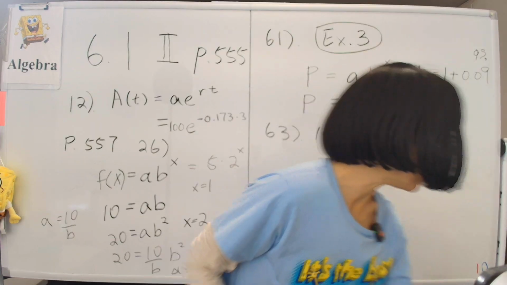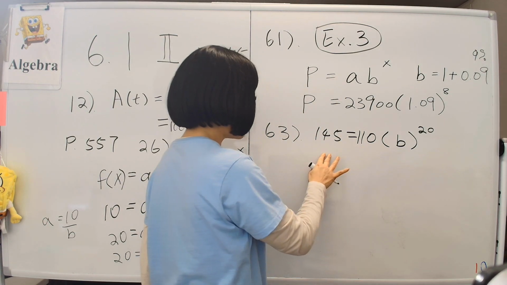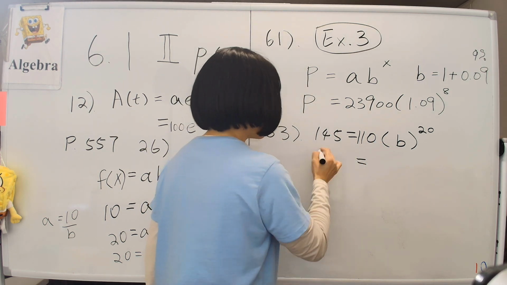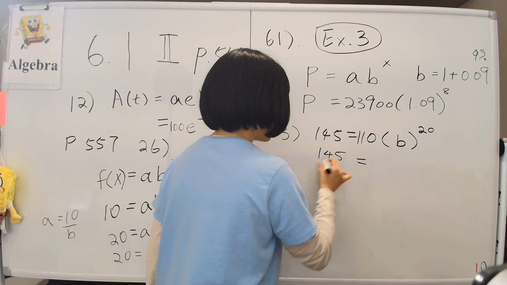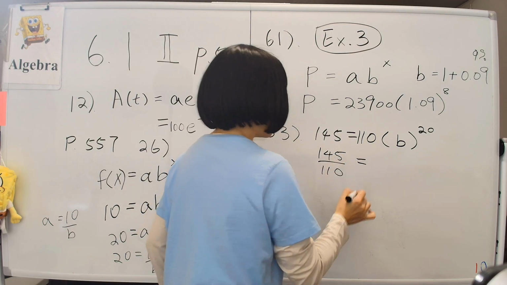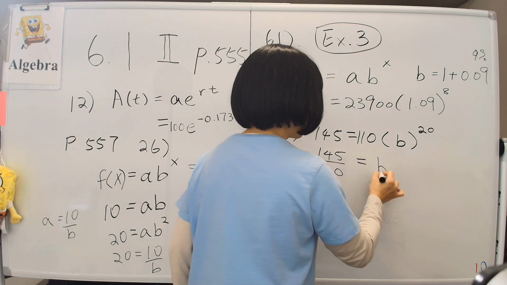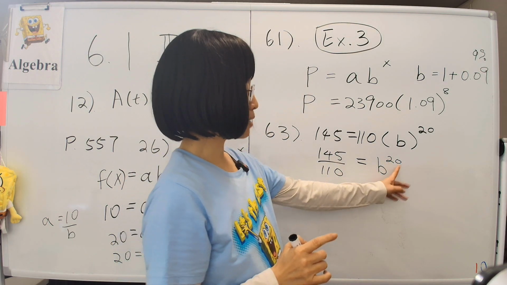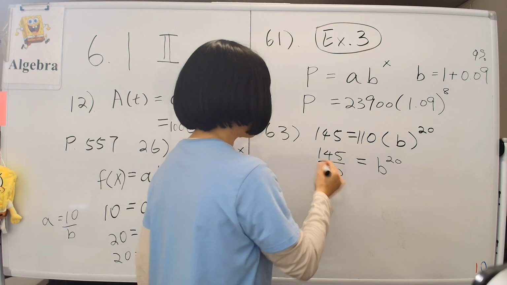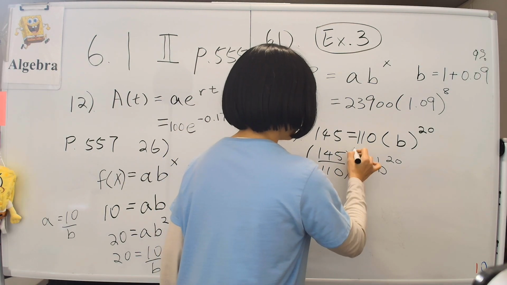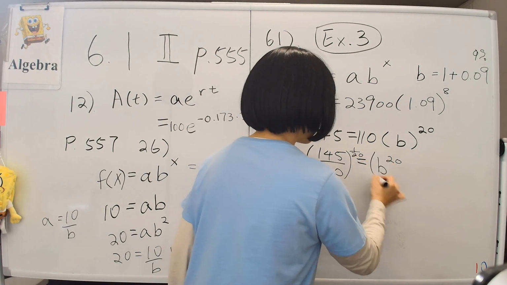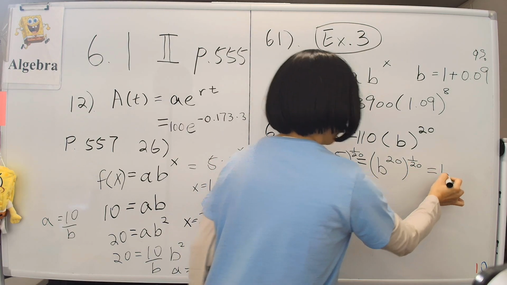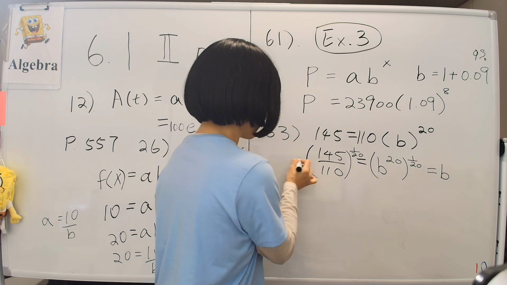Now to solve for B, we are first going to divide by the 110. We need to isolate B, so get rid of everything around it. So this becomes 145 divided by 110, and that's B to the power 20. And then how do we get rid of the 20th power? That's raised to the 20th power, so we're going to do the opposite thing and take the 20th root of both sides. So raised to the power 1 over 20 on both sides. This is just B, and we'll use the calculator to figure out what this is.